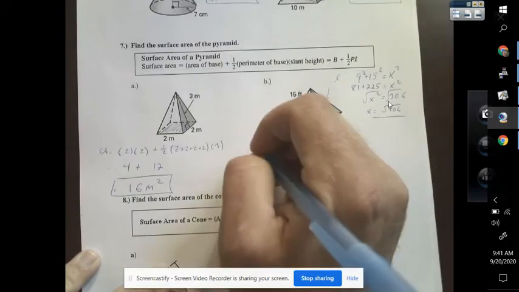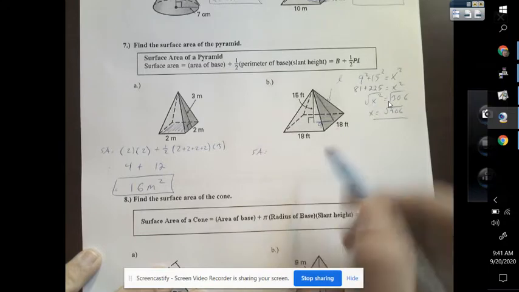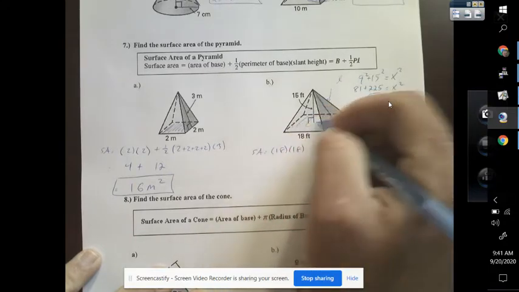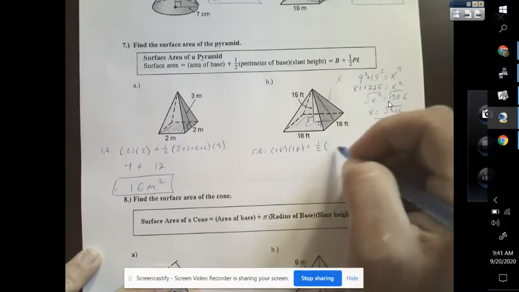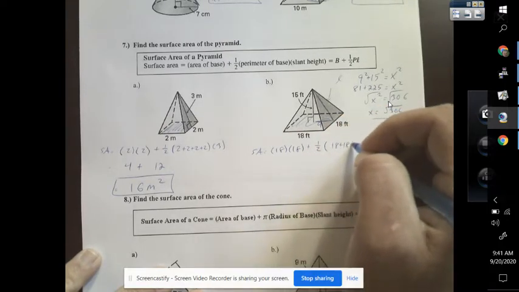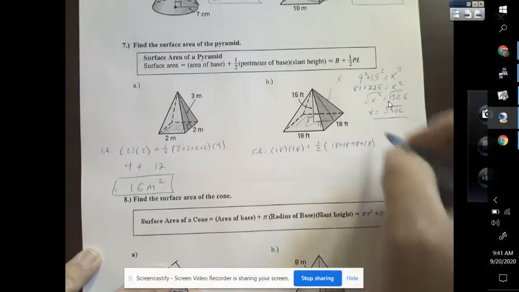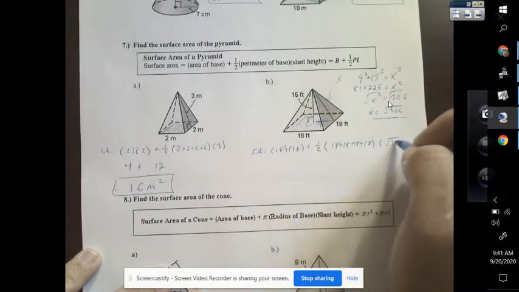So now I go back down here. Now we're ready for our formula. Area of base is 18 times 18, because again my base is my square, plus 1/2 perimeter of my base. 18 plus 18, and for those of you that get it, you can just do 18 times 4 because it's a square. And then my slant height is square root of 306.